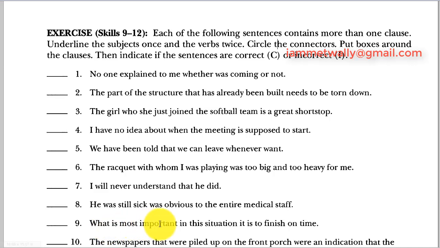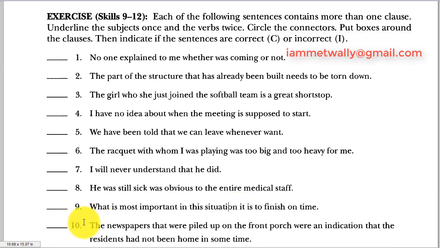9. What is most important in this situation is it is to finish on time. What is the connector, is the verb, what also works as a subject. Most important in this situation. What is most important in this situation altogether works as a noun clause, working as the subject of the verb is, but I have here an extra subject, which is it, which doesn't work. I should remove it because I have two subjects. So 9 is incorrect.